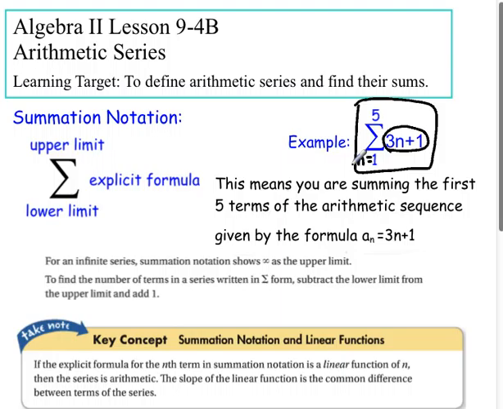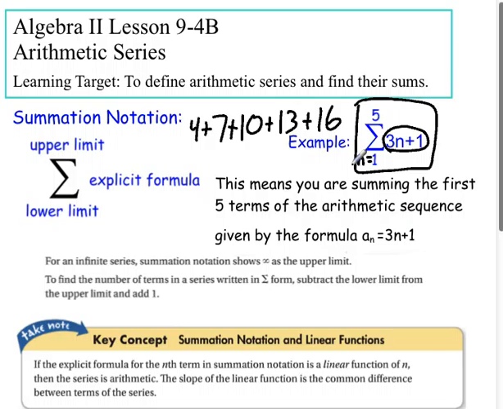Well, 3 times 1 plus 1 is 4. When n is 2, what is it giving you? Well, 3 times 2 is 6, plus 1 is 7. When n is 3, it's 10. When n is 4, it's 13. When n is 5, it's 16. So basically, it's just a fancy way of writing that series in a shorthand notation. So just picture that. All it's doing is representing a series.